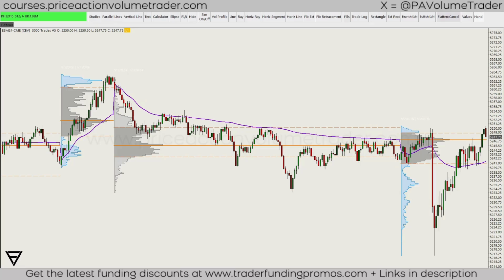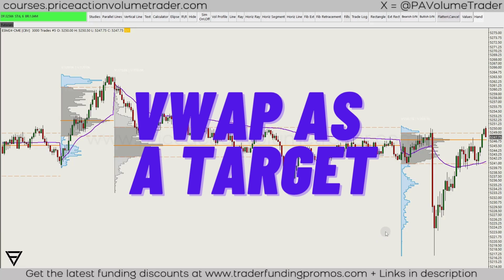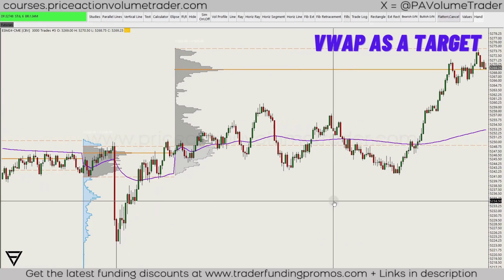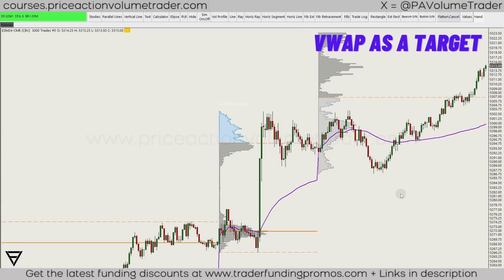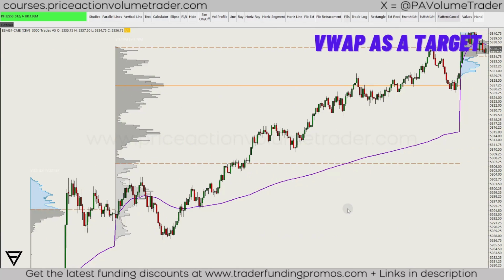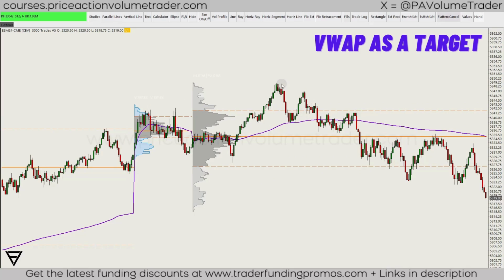Okay, and then the last element that I look for, which is related to all the other ones we talked about, is using VWAP as a target. Even though I spoke about looking for shorts if we're below VWAP, and longs above, because we want to follow the trend and not go against the underlying forces or the traders that have the upper hand, VWAP makes for excellent targets if you're coming into it.